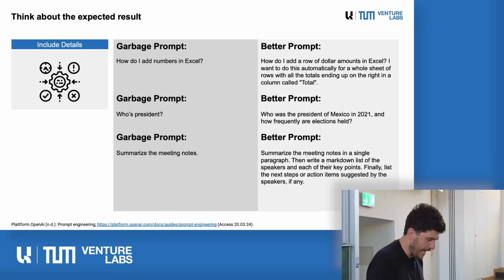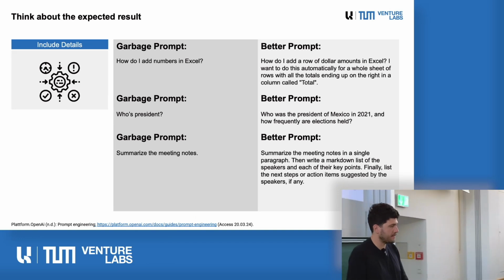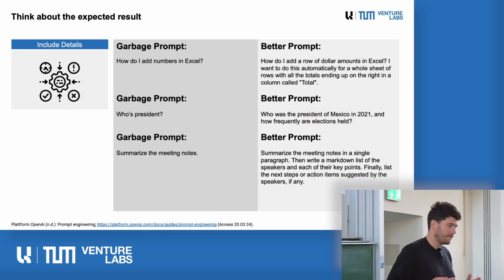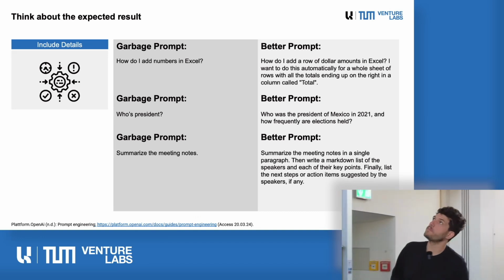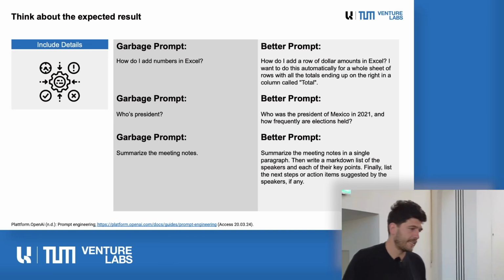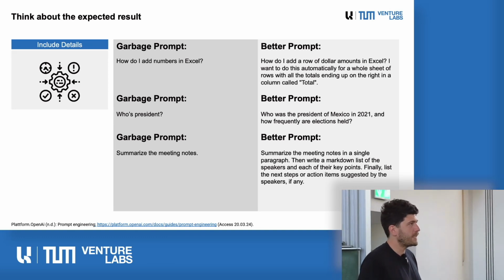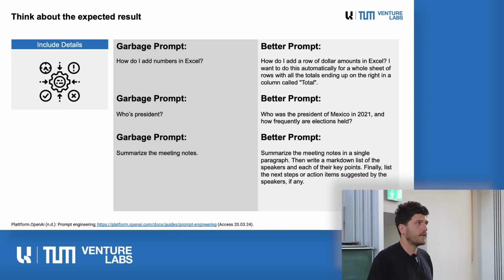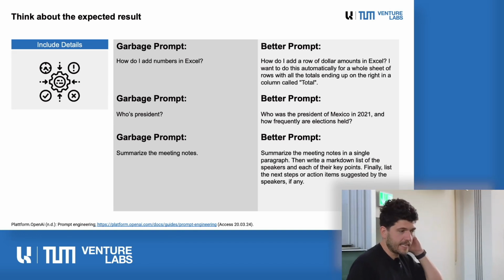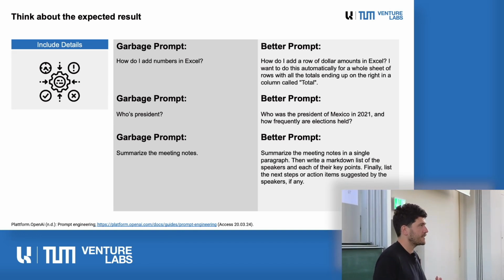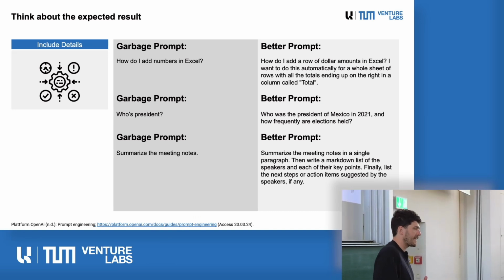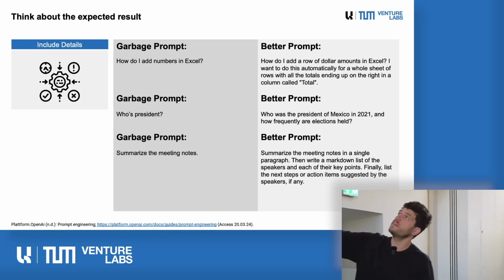Including details. We have been jumping into this already. We can add what we call here a garbage prompt. I'm not sure if this is fair to it. But how do I add numbers in Excel? How do I add a number in Excel? It will give you a very generic answer on how to add a number in Excel. Again, what does it try to do? It tries to guess the next word, but it does not have any context. It does not know anything about what you want, so it will give you the most generic answer that it can come up with to satisfy that question.